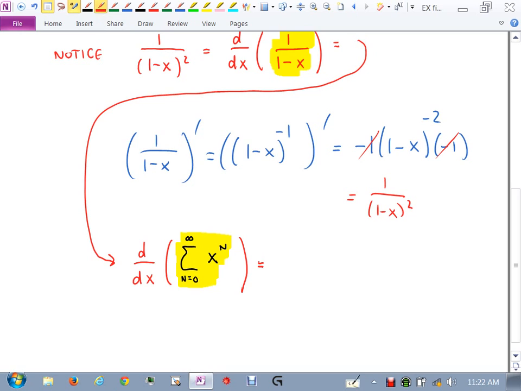What is the derivative of a power series? Well, you rewrite the sum, you shift the index, n equals 1 to infinity, and then you apply the power rule to whatever's in here. So the n comes out, x to the n minus 1.